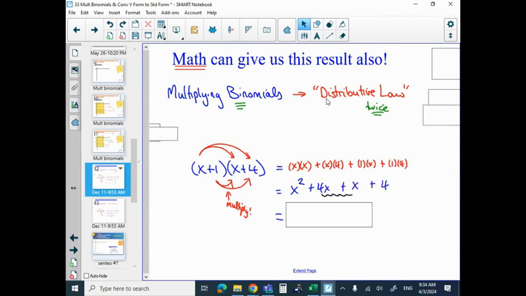And so then you can see that you have like terms of 4 x's and another x, which of course if you have 4 x's and another x, you just group them all together and say I've got 5 of those.